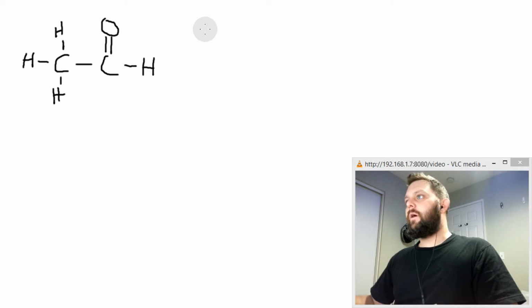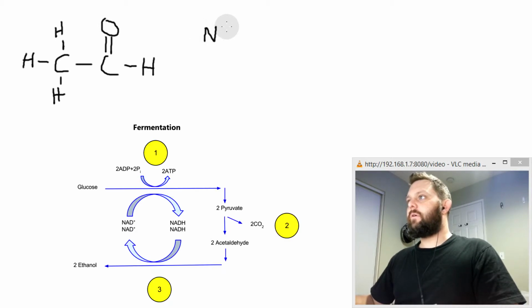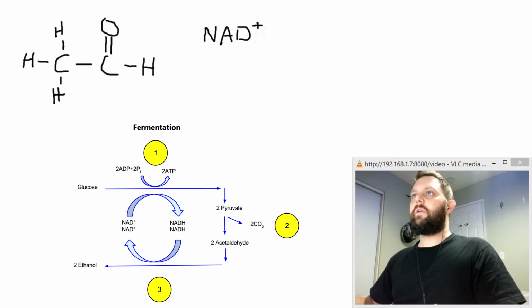into ethanol. And the way they do that is they start with a coenzyme called NADH, and the enzyme inside yeast is called alcohol dehydrogenase. It first starts by taking this hydrogen off of NADH, and that oxidizes NADH into NAD+, which gets recycled and used in the first steps of the fermentation process.